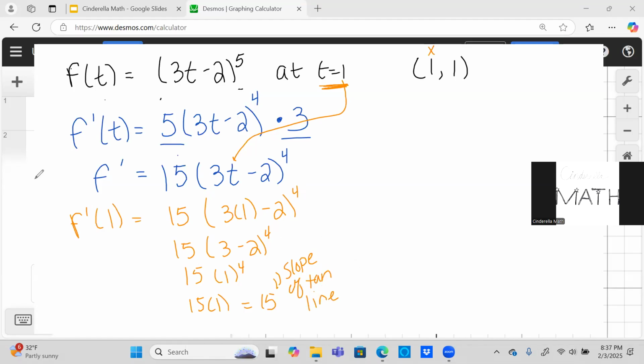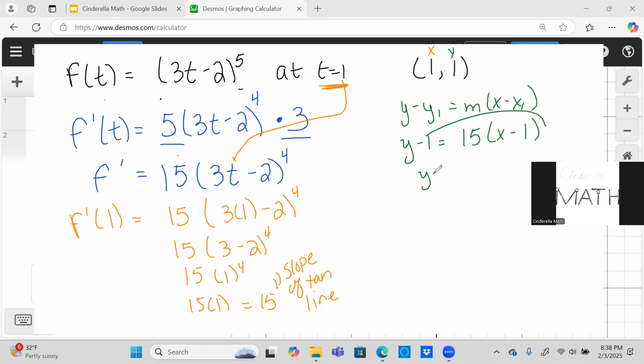Okay, so using point-slope form, we have y minus y1 equals m times (x minus x1). Now I know this has t's. It's totally fine. This is x, this is y. So we're going to have y minus 1 equals 15, we just found that, times (x minus 1). And then I would just move this over to get y by itself. And there you go. That is the equation of the tangent line.